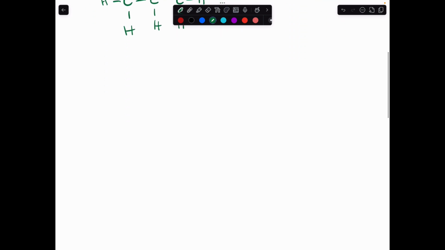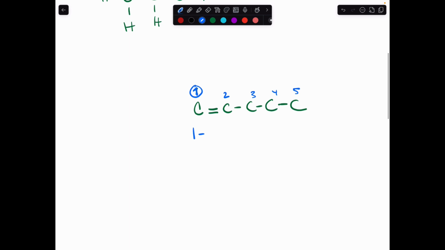So if I have a straight chain, 1, 2, 3, 4, 5, let's say I have 5 carbons in a row and the double bond is here, this is on the 1 carbon. So 1, 2, 3, 4, 5. So this would be a 1. 5 is pent. If it were all single bonds, it would be pentane. With a double bond is pentene. So this is 1-pentene.